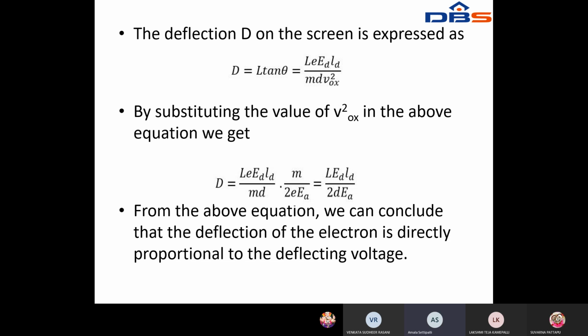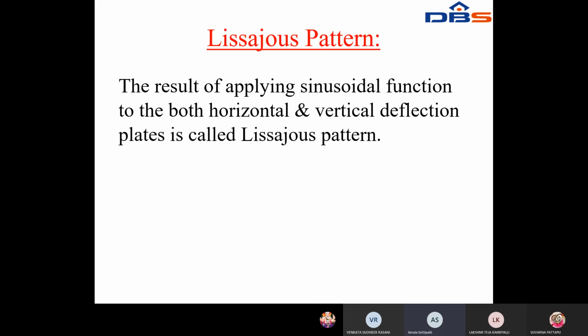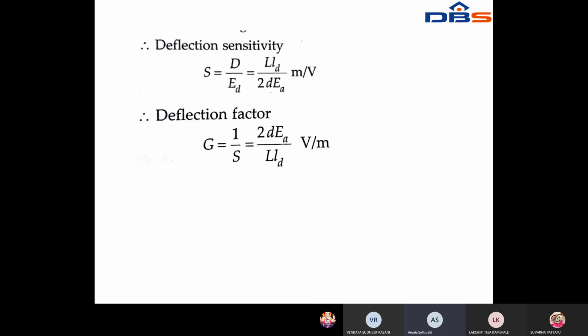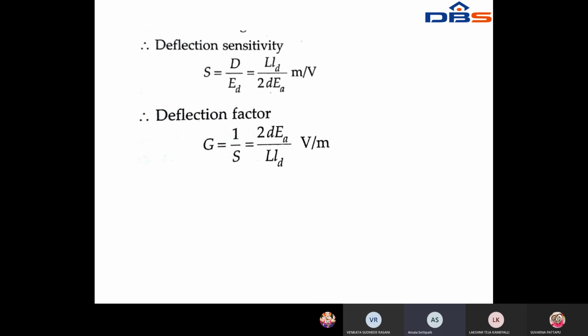From the above equation, you can conclude that the deflection of the electron is directly proportional to the deflecting voltage. E_d is nothing but the deflecting voltage. So this is the deflection sensitivity of a CRO. Finally, you can write deflection sensitivity S equal to D by E_d. D is nothing but L into E_d l by 2 d E_a. So E_d cancels, and directly I can write the formula L l by 2 d E_a, in millimeters per volt.